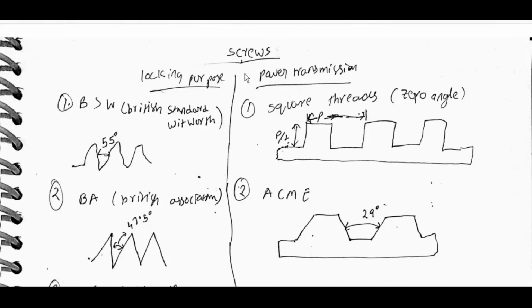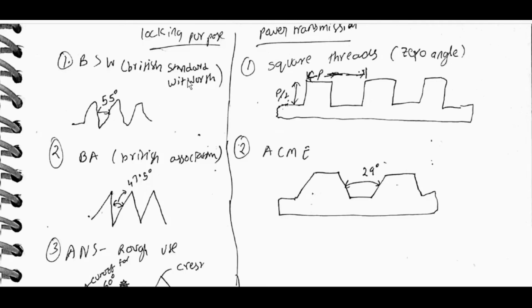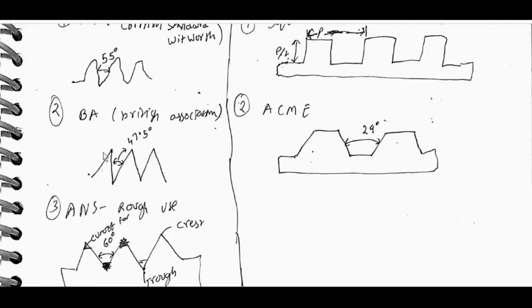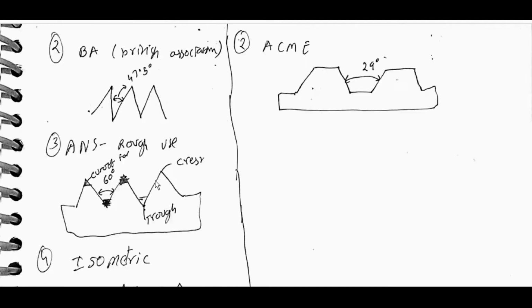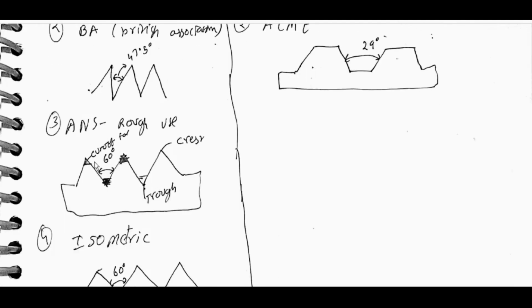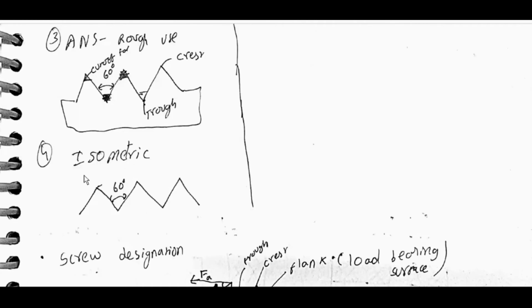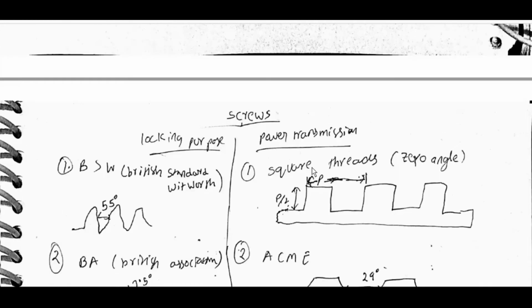Screws are used for locking purposes and power transmission. For locking purposes: BSW, British Standard Whitworth, 55 degrees; British Association, 47.5 degrees; American National, 60 degrees; unified and metric, 60 degrees. For power transmission: square threads, 0 degree angle. It will be like boxes, with P by 2.